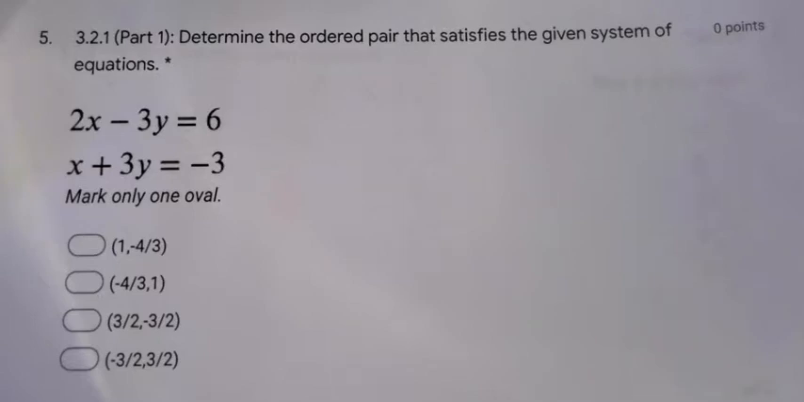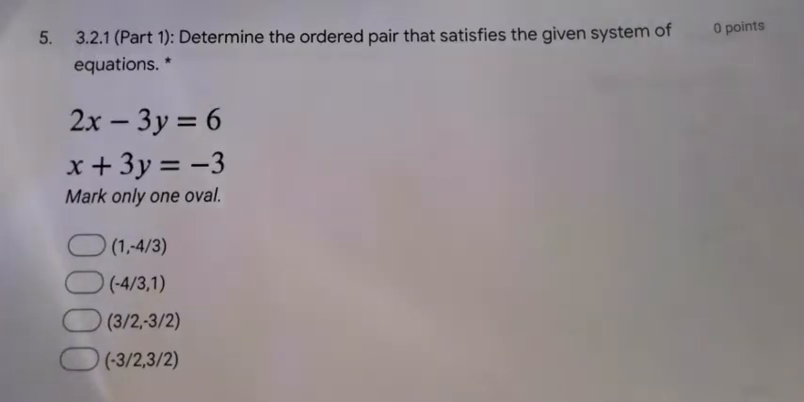We're going to go through 3.2.1 from the quiz. So I'm going to solve it so you can hopefully identify where you went wrong when you did it. For this one, we have to determine the ordered pair that satisfies the system. And we need to figure out, do we want to use elimination or substitution?